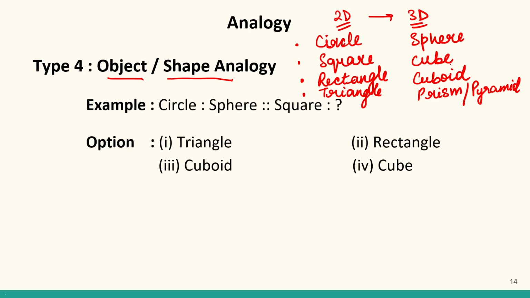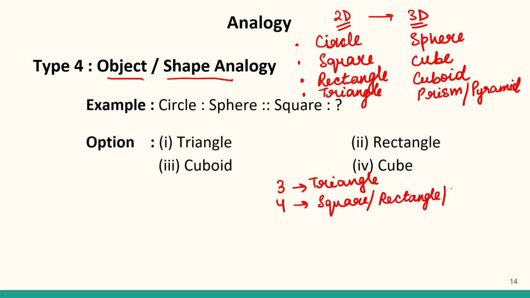Then you should remember the number of sides in an object or a shape and what we call that. For example, a triangle has 3 sides, so a shape with 3 sides is called a triangle. Similarly, a shape with 4 sides is called a square. It can also be called a rectangle or a quadrilateral. This is the number of sides.